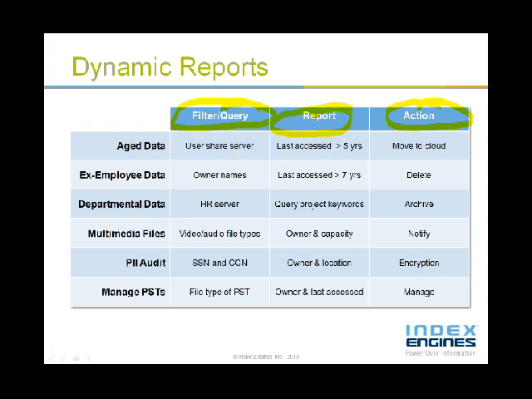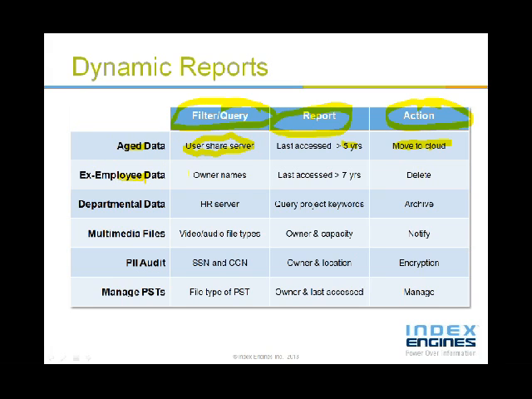So for example, looking for aged data, you can filter on specific user shares. So you can point to specific servers and say, I'm just interested in these locations. And then filter it down to last access in 5 years. And you can move it to any kind of environment. So maybe you want to move it offline, out to a cloud storage, out to a less expensive platform. All sorts of choices here.